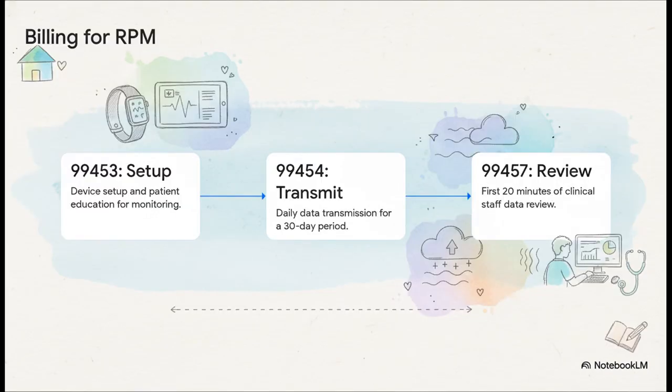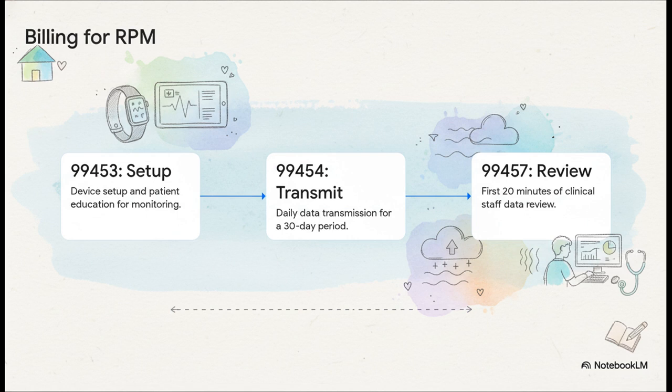So how does billing for RPM work? It's actually a pretty straightforward step-by-step process. You start with 99453. That's for setting up the device and teaching the patient how to use it. Then you've got 99454 for the monthly monitoring, basically the device sending you data. And finally, 99457 covers the first 20 minutes your staff spends actually reviewing that data each month.